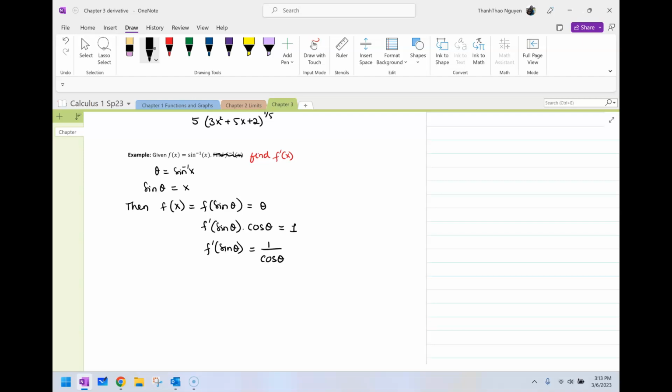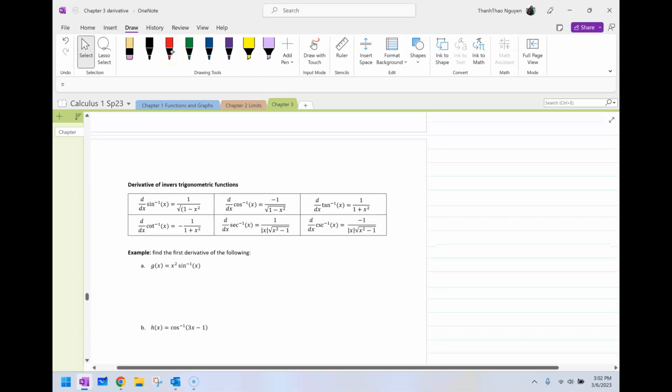So we know that x equals sine theta, right? So according to our right triangle, this is theta, this is x, the hypotenuse is 1, then the square root of 1 minus x squared is the adjacent side, so this equals 1 divided by the square root of 1 minus x squared. So f prime of x is equal to 1 divided by the square root of 1 minus x squared.